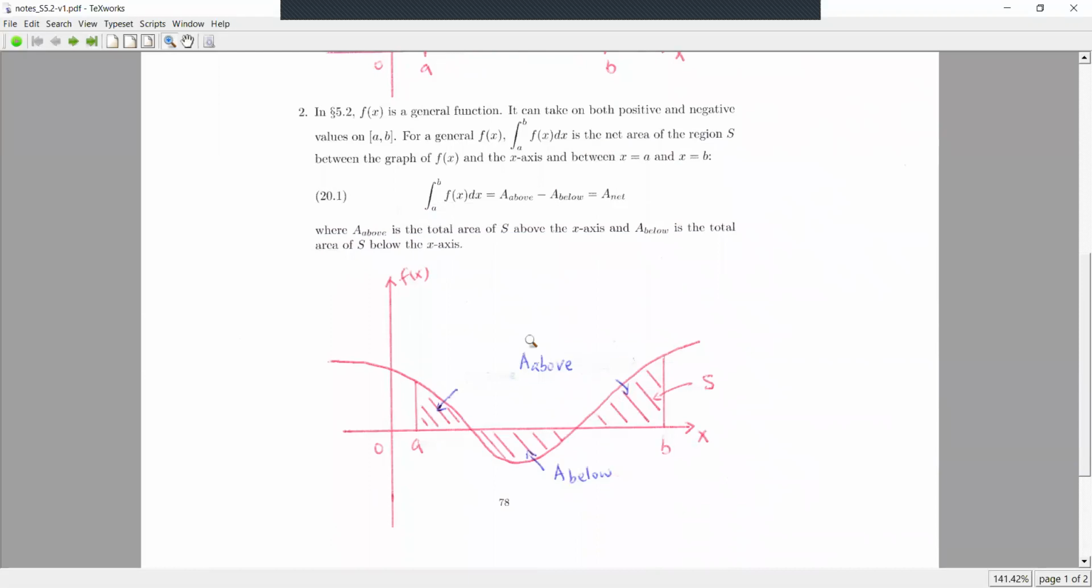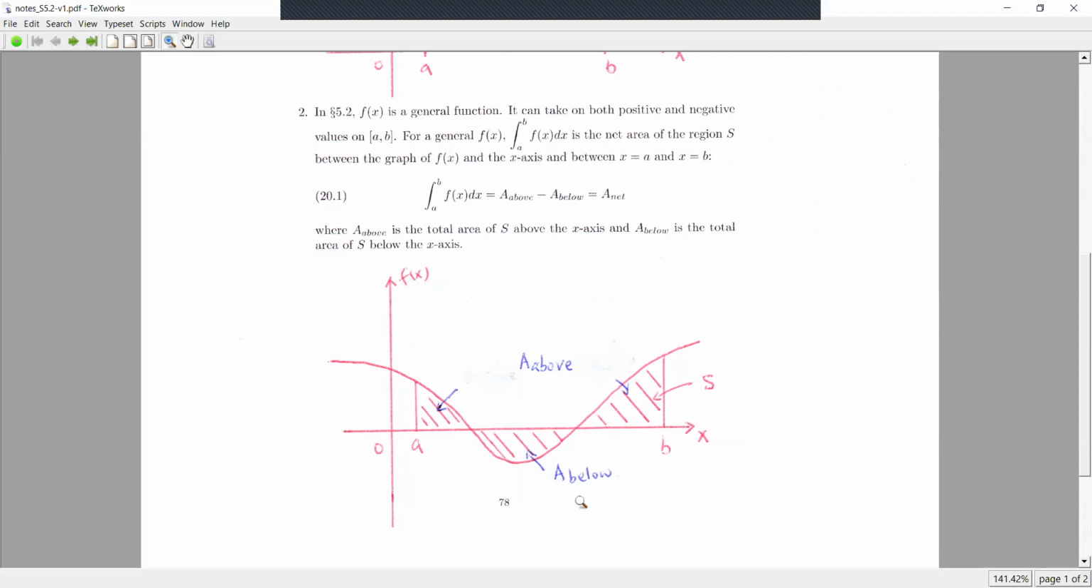Now, in today's section 5.2, functions can be general functions. A general function means the function can take on both positive and negative values. For a general function, the integral from a to b, this time, is the net area of the region between the graph of the function and the x-axis and between a and b.